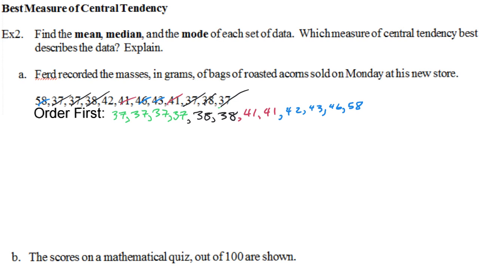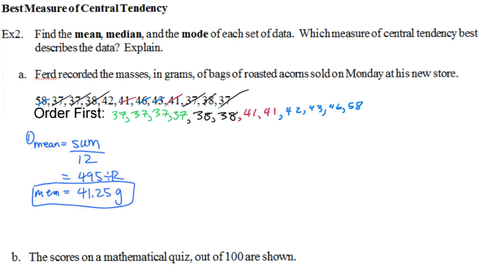So let's go and complete the mean. The mean in this case is just the sum of all those numbers that we have in our ordered list or unordered list, and then we divide by the number of points. In this case, it is 12. And we end up with 41.25 grams. So now let's go and take a look at the median.